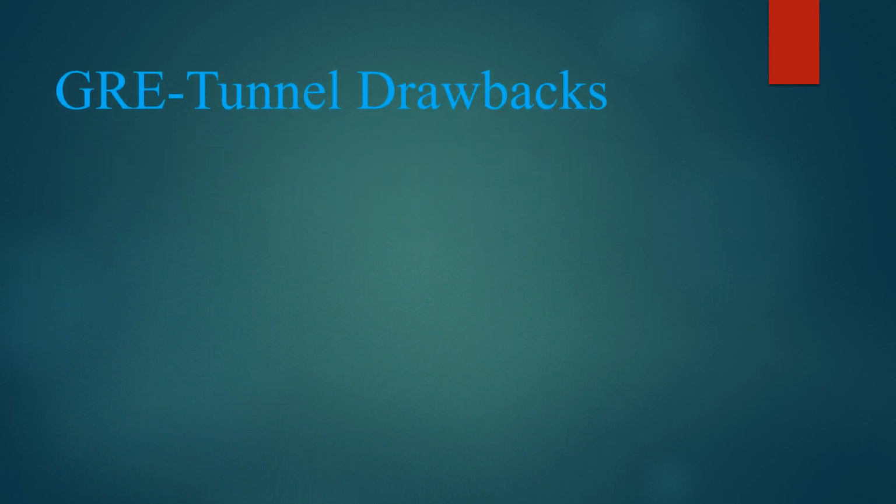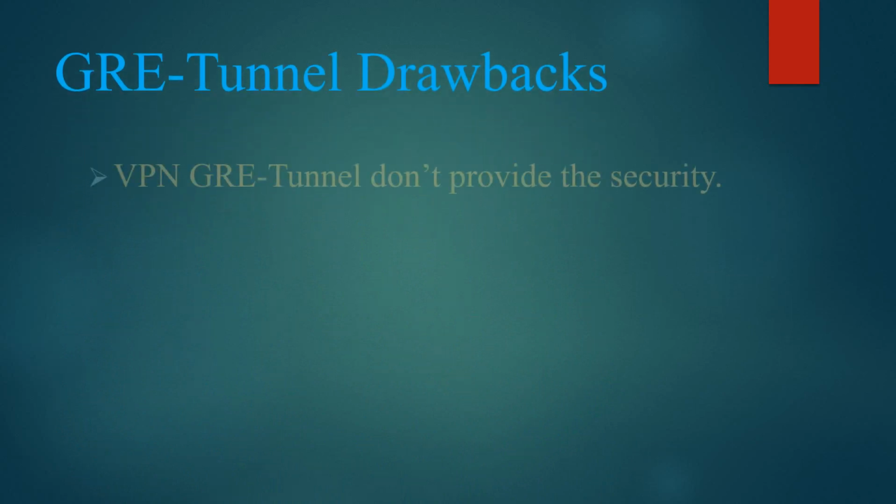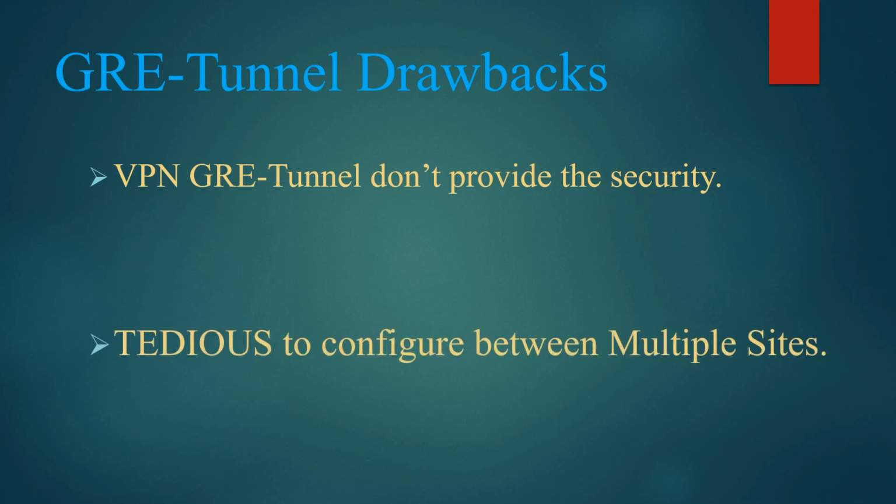Let's go to the drawbacks of this GRE VPN. One of the major drawbacks of GRE Tunnel is that it supports only point-to-point, and it does not provide any encryption. It doesn't encrypt your information when it sends it over the other network. It is tedious to configure between multiple sites, and the configuration will be lengthy as the number of sites increases.